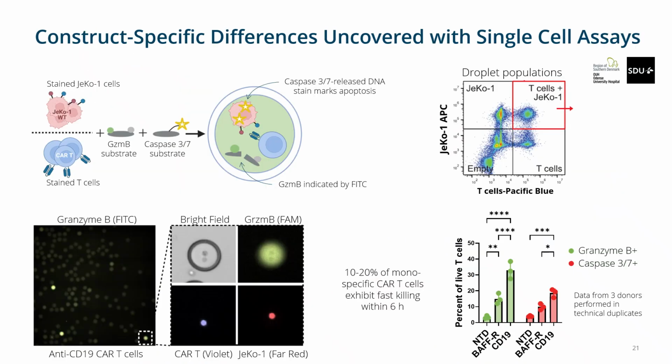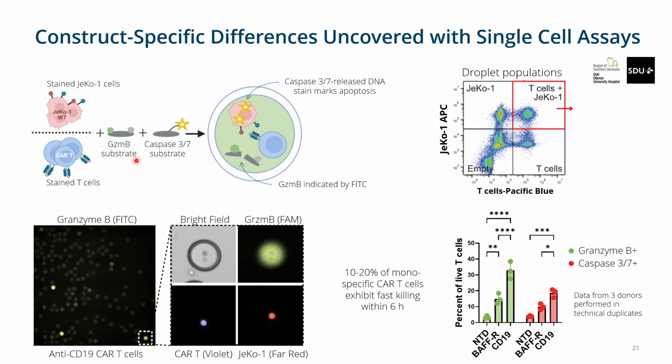At this stage, the team also wanted to investigate whether some of these observed differences between the different CARs could potentially be explained by the higher resolution present in the droplet single-cell assays. And so for that reason, they carried out experiments like the one shown here, where they encapsulated wild-type Jaeger cells together with CAR T-cells in the assay that we have already discussed.